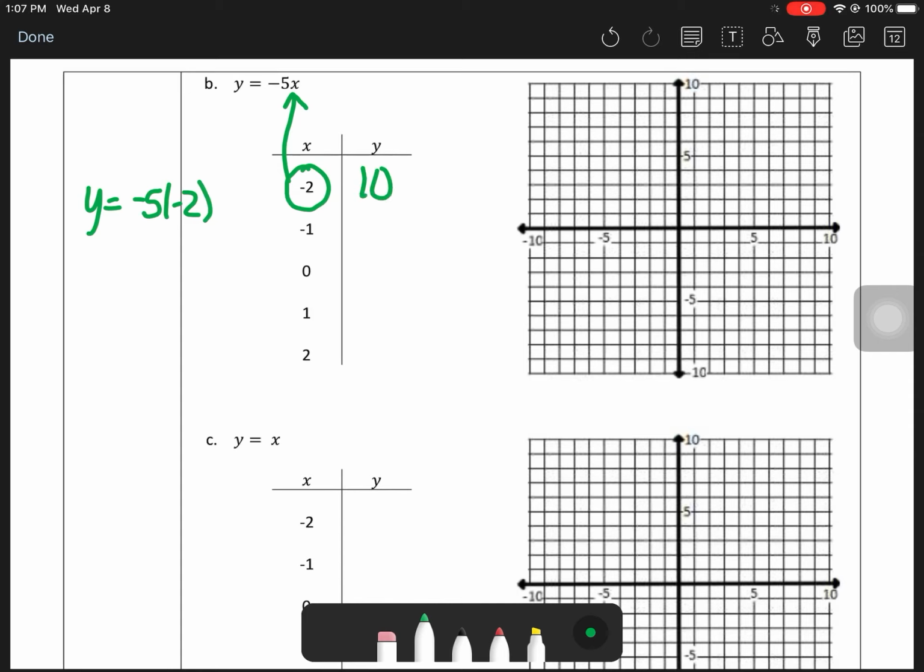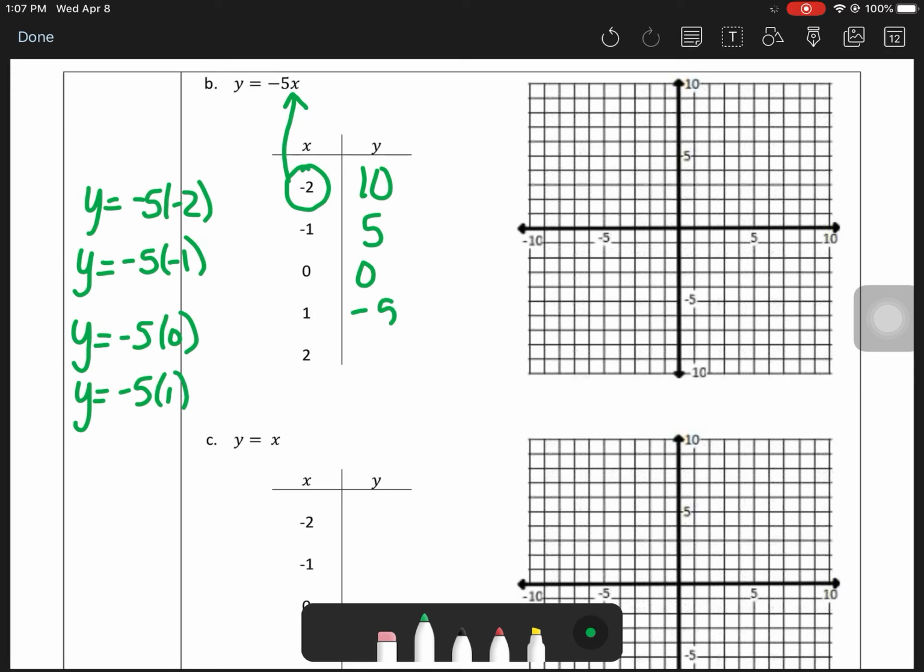So that equals 10. In the second problem, we're going to take the -1 and substitute it into the equation. -5 times -1, negative times a negative is a positive. 5 times 1 is 5. Now we're going to plug in a 0, and we know that anything times 0 is 0. Now we're going to plug in a 1.